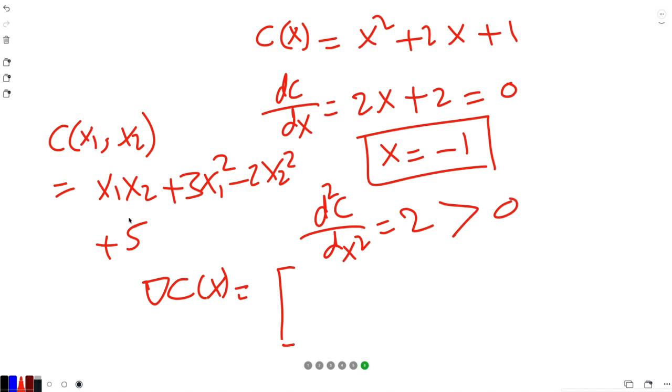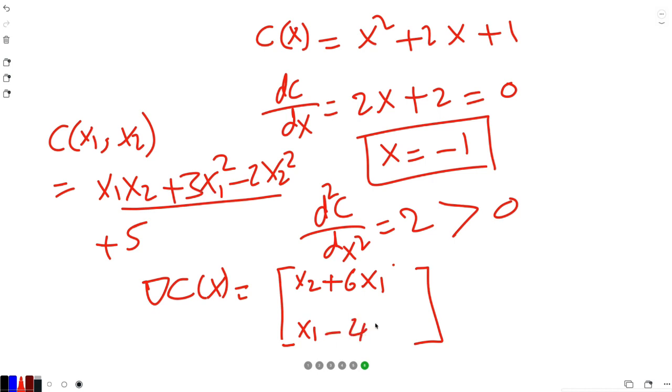So the partial differentiation of c with respect to x1 will be x2, plus 2 times 3, which is 6x1, and the other terms will be 0. This is the first differentiation. The second, partial differentiation of c of x with respect to x2, will be x1 plus 0, and minus 4x2.